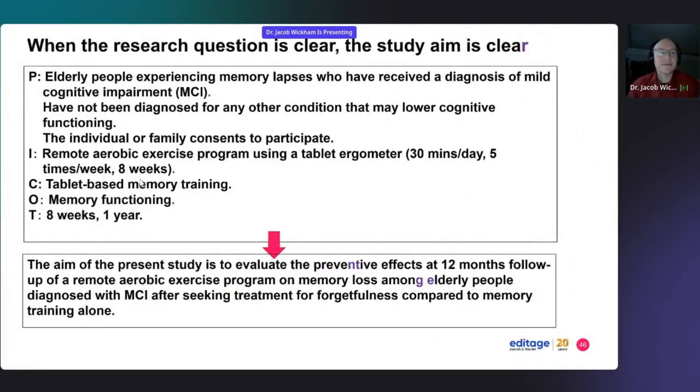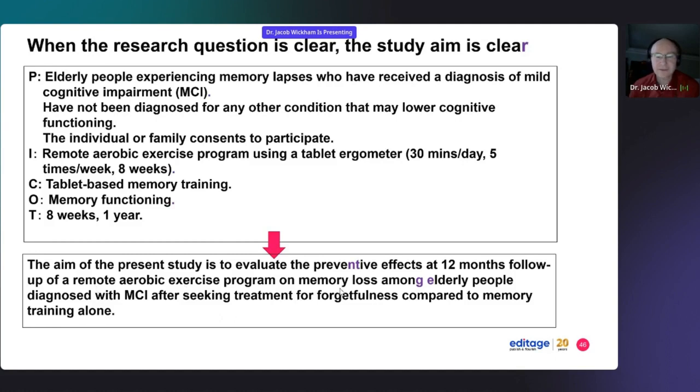And here is where the research question is very clear and the study aim is clear. Here, the elderly people with memory lapses, here they do exercise as an intervention, and then they do tablet-based memory training, and then they observe the memory function. And here you have a discrete time period, 8 weeks or 1 year. So here you can immediately determine the aim of the study. You can also look at the groups that are being compared.